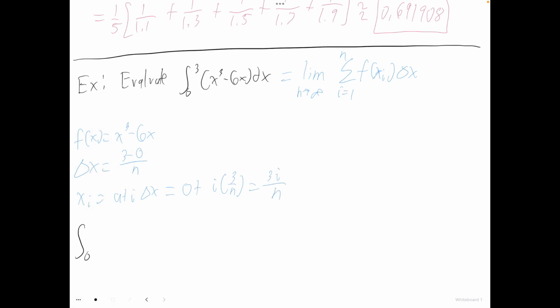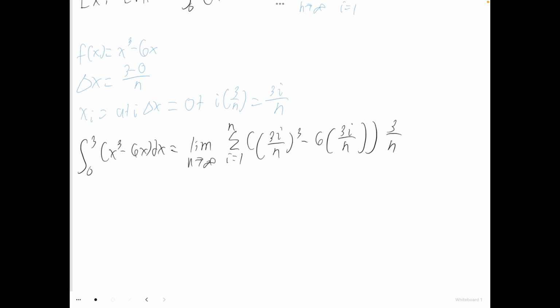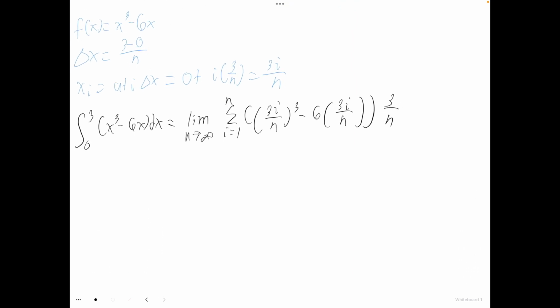And so our integral from 0 to 3 of x cubed minus 6x is equal to the limit as n goes to infinity of the sum from i equals 1 to n of x cubed minus 6x. Sorry, need to plug things in. It's equal to 3i over n cubed minus 6 times 3i over n, times 3 over n. So I'm actually plugging in the stuff we just found.